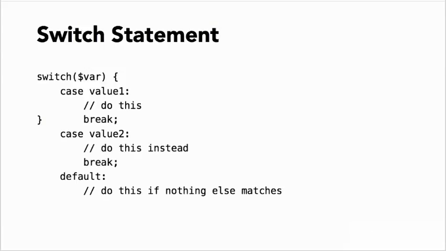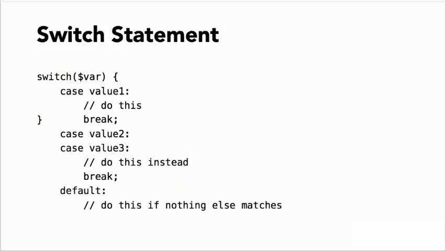But you can test for multiple values by adding break at the end of each case and repeating the pattern. At the end of the switch block, you can add default followed by a colon, and any code that you want executed if none of the values match. Default has the same meaning as the else block at the end of a conditional statement.